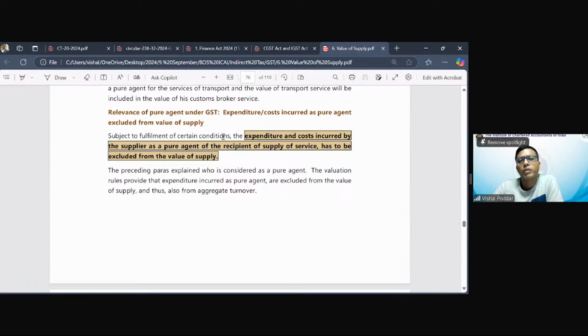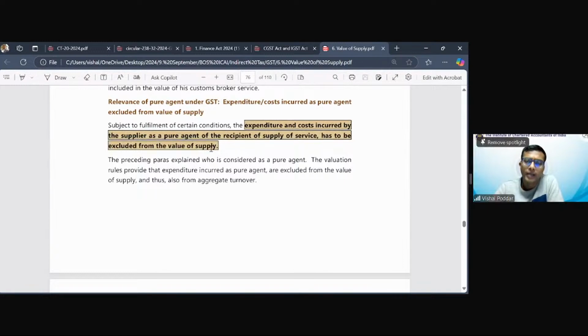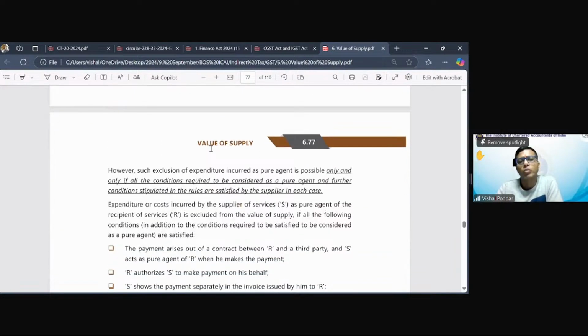Subject to fulfillment of conditions. First, the expenditure and cost incurred by the supplier as pure agent of the recipient of supply of service has to be excluded from the supply. But this is possible only when I prove that it was not my expense, it was your expense. Like in my very first example of returns, where I'm paying the tax, it is your tax only because the challan is in your name. So that proves it is not my expenditure. In my second example, in the variation, if I've taken the invoices of the hotel, etc. in your name, again it becomes your expenditure. There will be no tax.